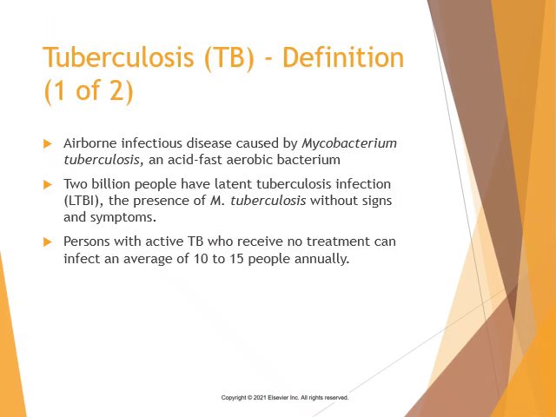Okay, next up is tuberculosis. TB is an airborne infection caused by Mycobacterium tuberculosis. It's an acid-fast aerobic bacterium. 2 billion people have latent TB infection without signs and symptoms. Persons with active TB who don't get any treatment can infect an average of 10 to 15 people annually. So you see how quickly and effectively TB can spread.